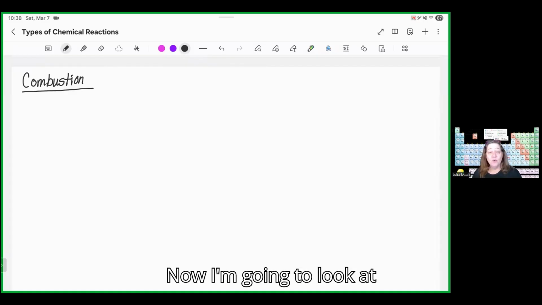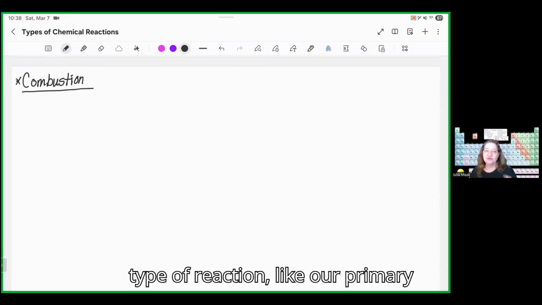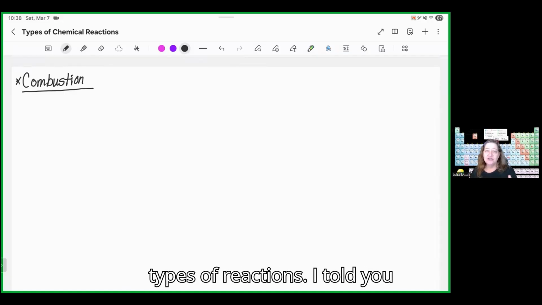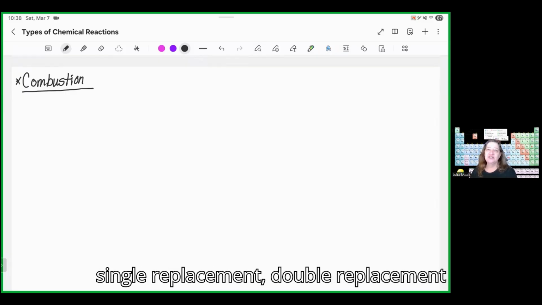Now I'm going to look at combustion reactions. That's our last type of reaction, like our primary types of reactions. I told you there's 5: combination, decomposition, single replacement, double replacement, and combustion.